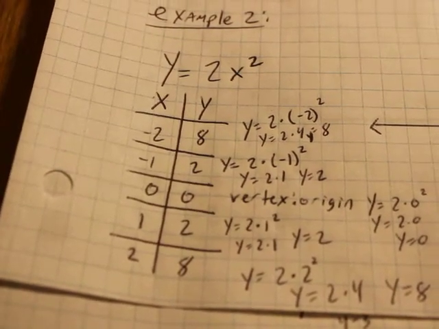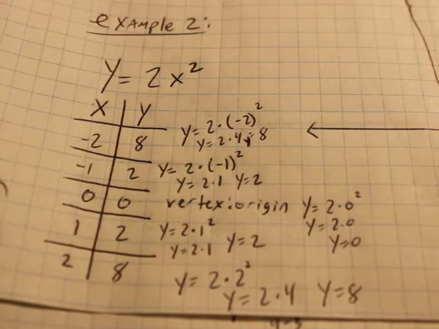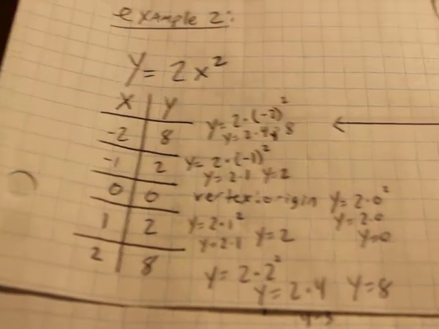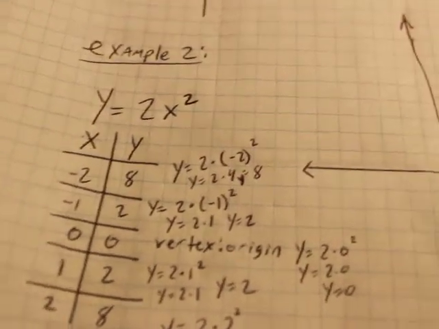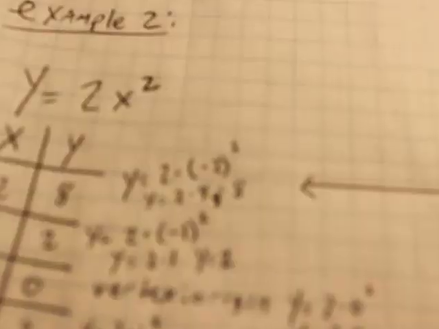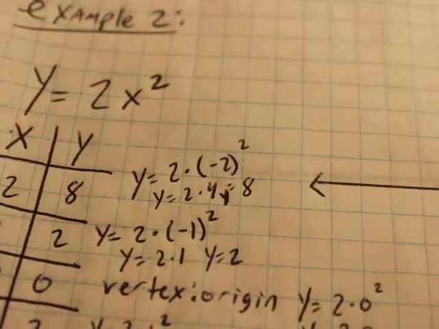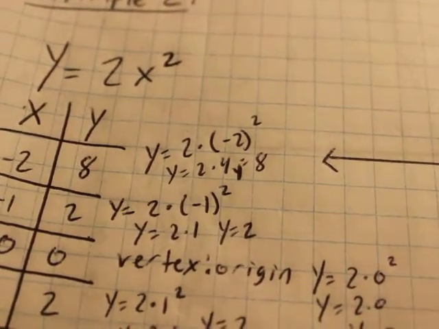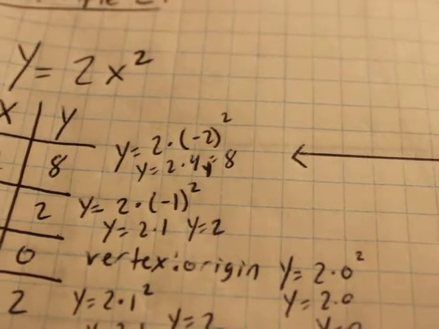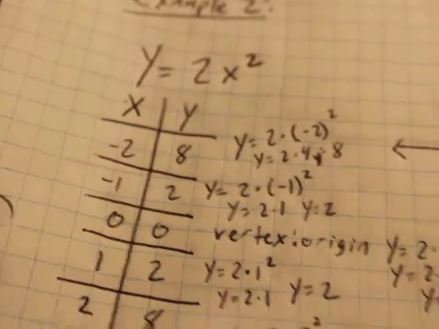If I do negative 1 squared, negative 1 times negative 1 is 1, and 2 times 1 is 2, and the same thing with negative 2. Negative 2 squared is negative 2 times negative 2, which is 4. 2 times 4 is 8, and that's your graph.